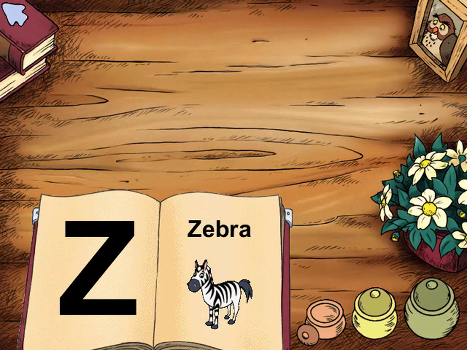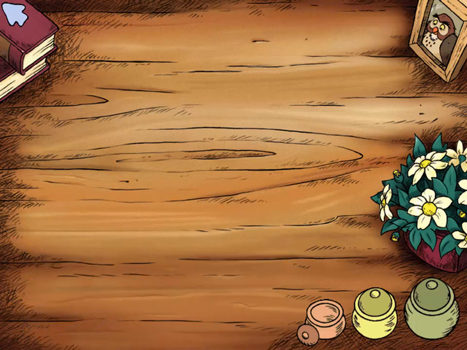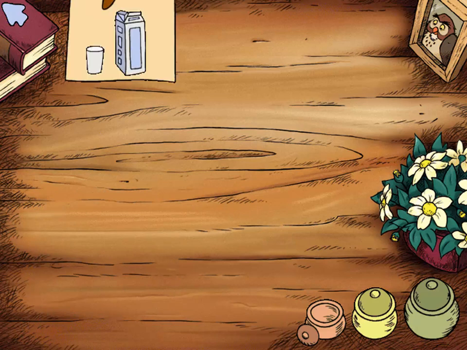Yes, that's the proper word. Z. Zebra. A zebra has black and white stripes. More words await you, my friend.